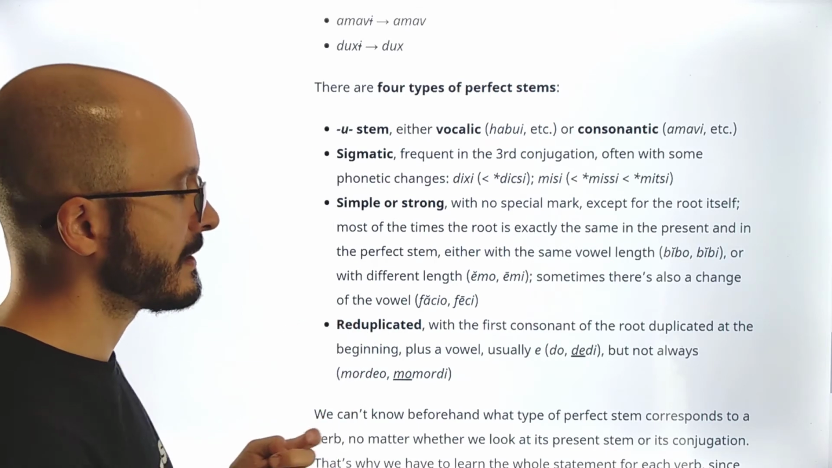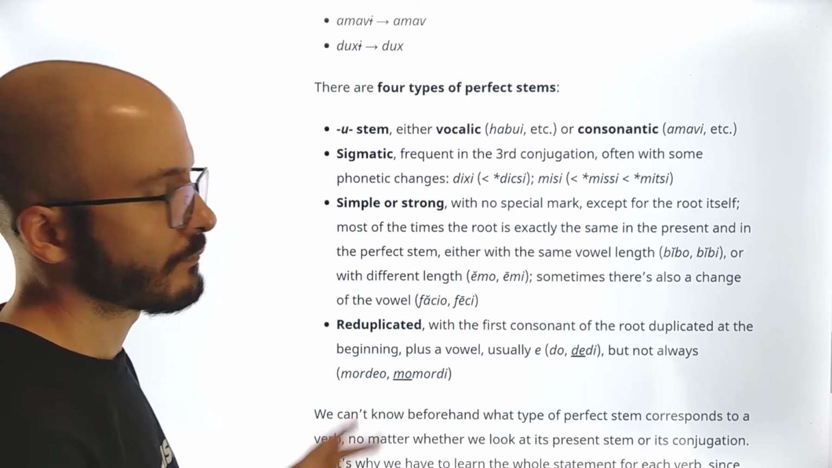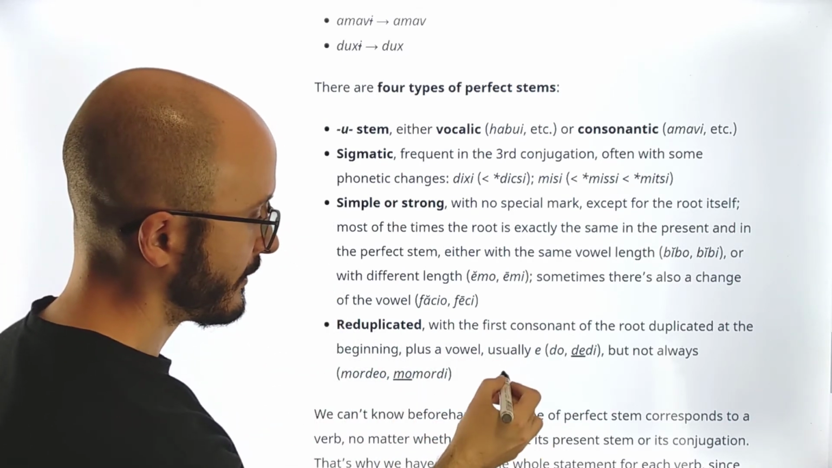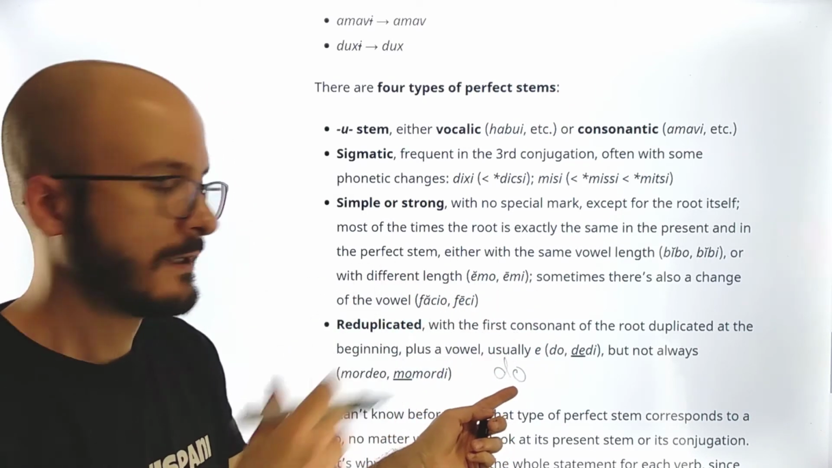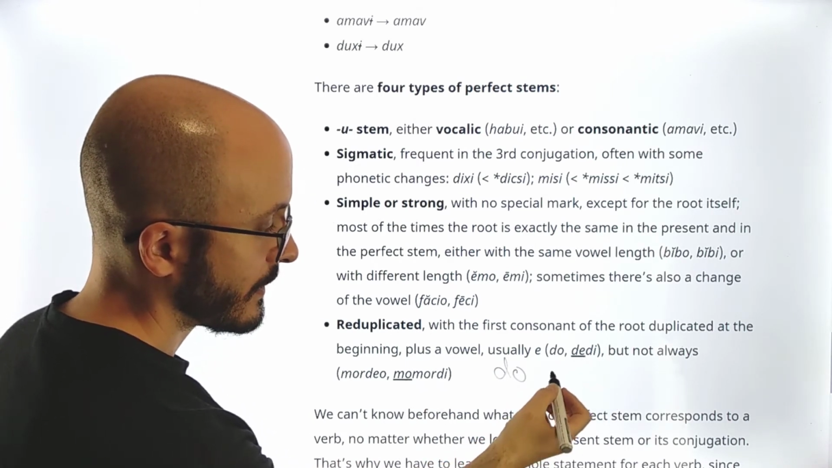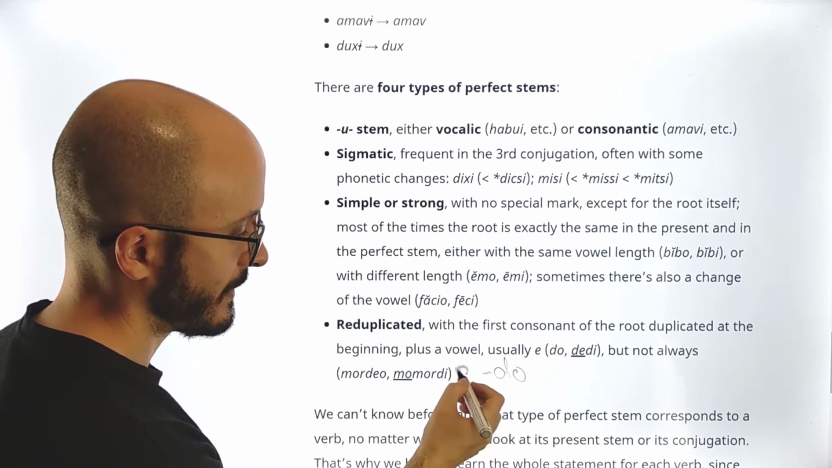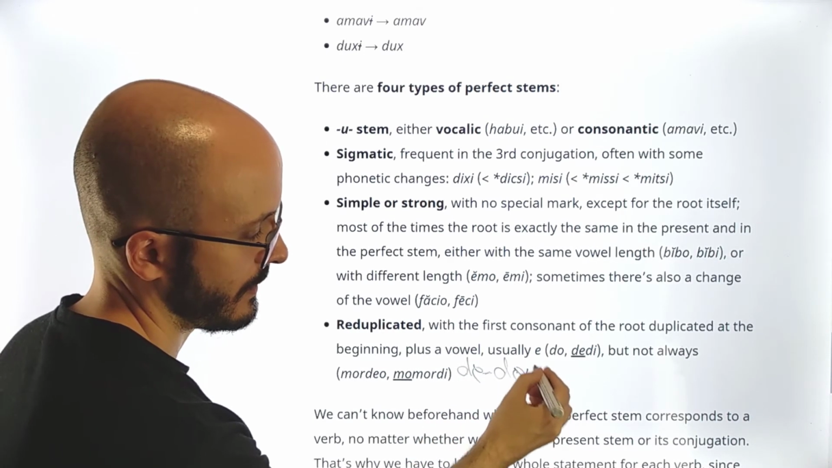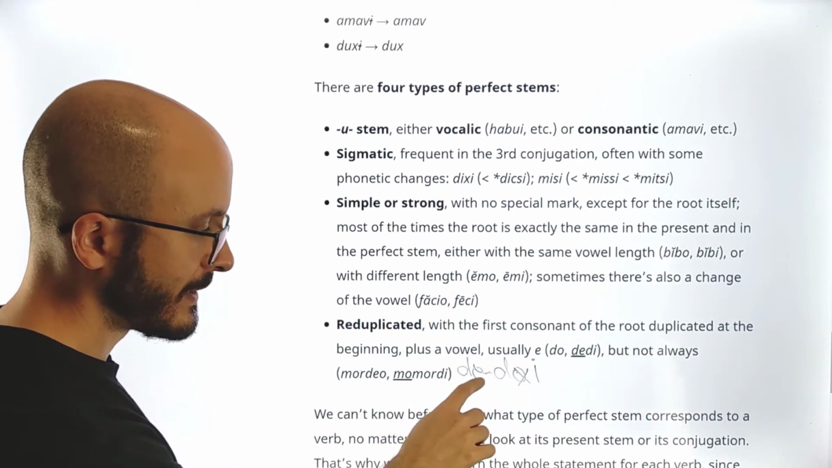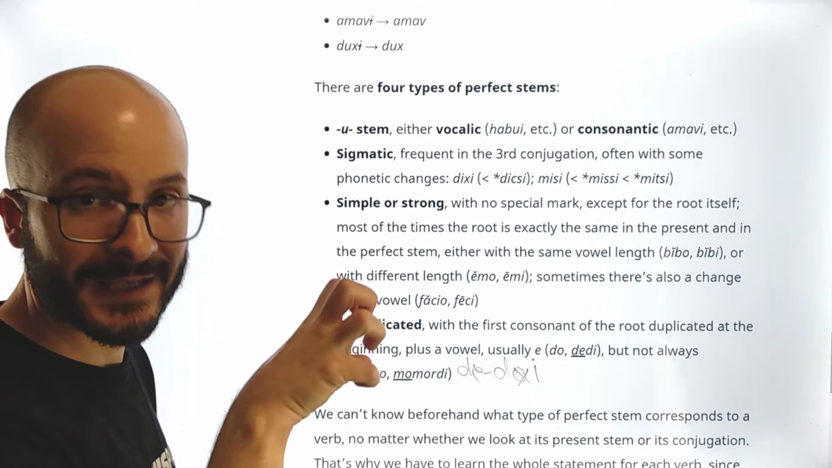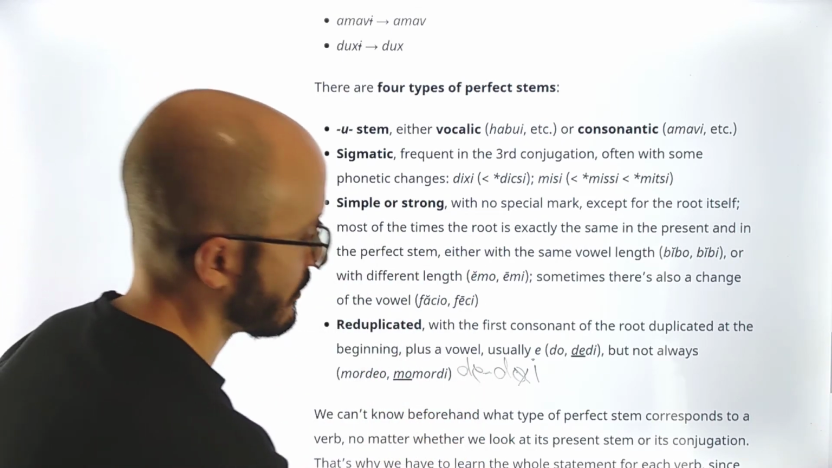And then reduplicated, with the first consonant of the root duplicated at the beginning plus a vowel, usually e. What does this mean? So for example, we have the verb do, which is not "do", it's the verb to give, okay? And then the perfect, we see that it's dedi. So we kind of duplicate, no? Like de, do, then dedi, okay? But not always. For example, in mordeo, which is bite, it is not mordi, it's momordi. Depends on the verb, okay?